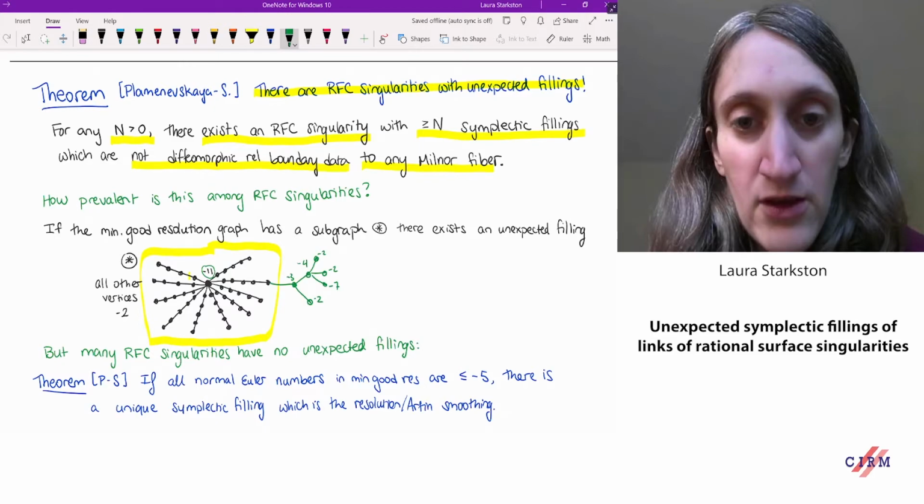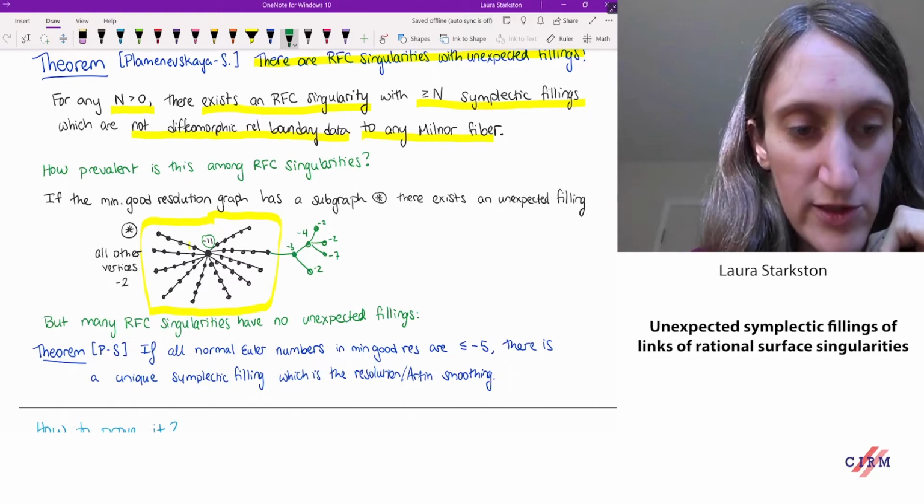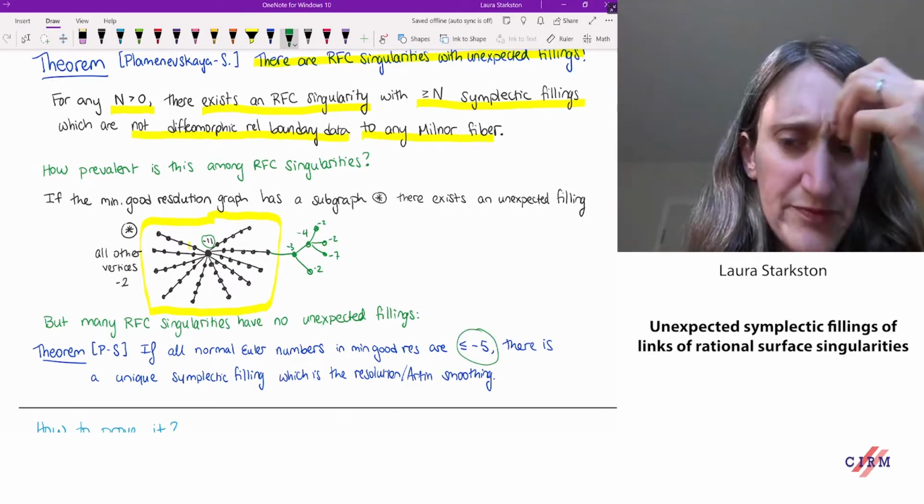So we'd seen some of those examples, the cyclic singularities, A_n, the simple singularities. But more generally, we could show that if all of your normal Euler numbers are sufficiently negative, less than or equal to -5, then there are no unexpected fillings, because actually there's only one symplectic filling, and that's the one that looks like the resolution or this Artin smoothing. So in our examples, we needed a large number of chains of -2 spheres. If we don't have any -2 spheres, and a little bit stronger, all of the numbers decorating these are at most -5, then there's nothing interesting in terms of the symplectic fillings. So there's some space in between to explore.